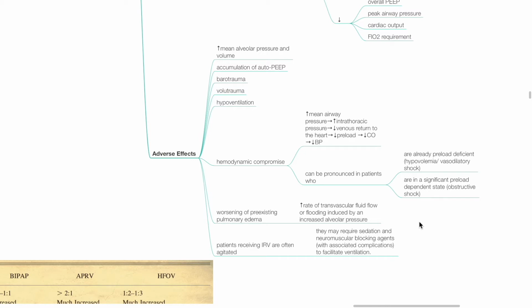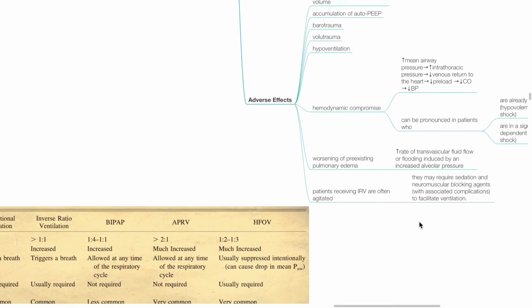Other adverse effects include worsening of pre-existing pulmonary edema. There is increased rate of transvascular fluid flow or flooding induced by an increased alveolar pressure. Patients receiving IRV are often agitated. They may require sedation and neuromuscular blockers to facilitate ventilation. Sedatives and neuromuscular blockers are associated with various complications such as ICU delirium and critical illness myopathy.